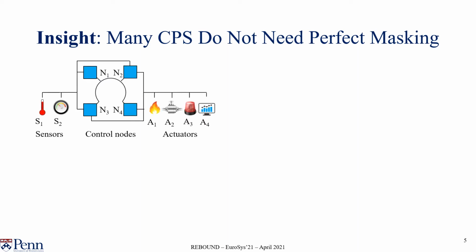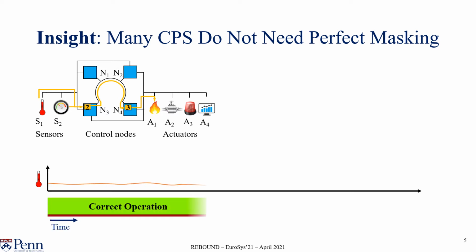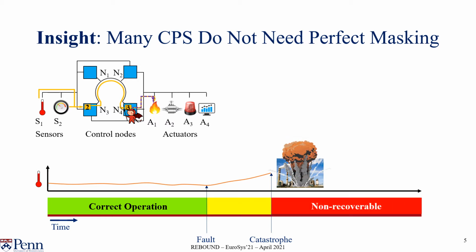Well, many cyber-physical systems do not actually need to perfectly mask all of the symptoms of a fault. Let's take a quick look at our burner application again. At normal times, the burner will be kept at a constant flame setting, so the temperature will be in a relatively constant temperature range. However, when a fault occurs, the burner flame increases, which causes the temperature to continuously increase up until a point at which some kind of catastrophe might occur. After the catastrophe occurs, the system is non-recoverable.